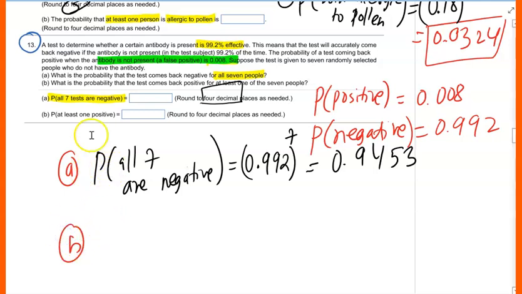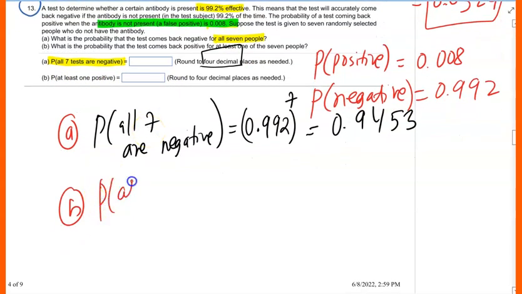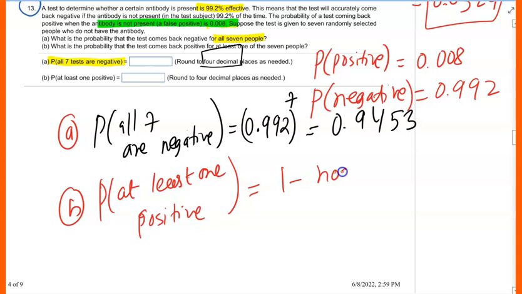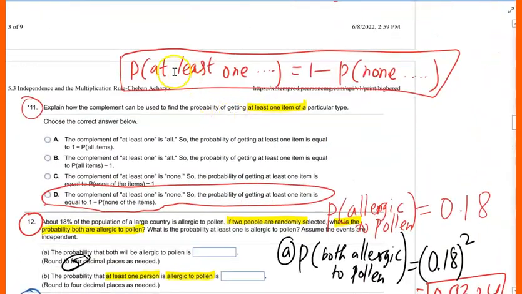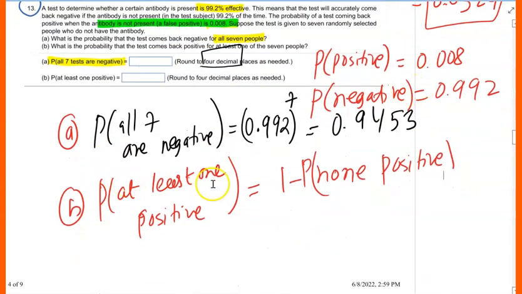Okay, part B, at least one positive. You're looking for at least one test positive out of 7. What's the probability of at least one positive? By the formula, it's going to be 1 minus the probability of non-positive. Again, we refer to question number 11. The probability of at least one of the item is 1 minus the probability of none of the item. Therefore, the probability of at least one positive is the same as 1 minus the probability of non-positive.